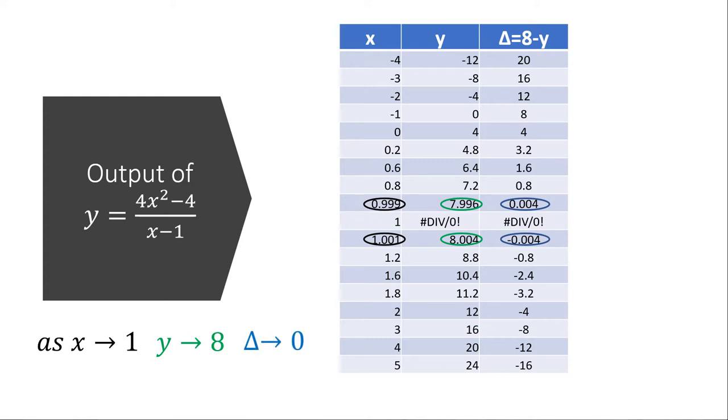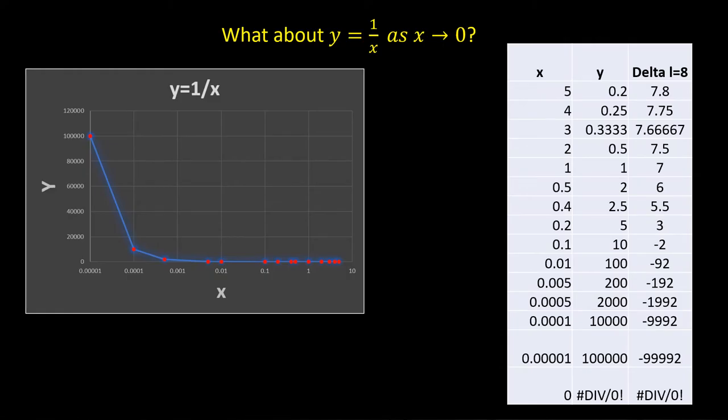In passing, it is important to realize that not all functions that are undefined at a certain value in their domain have a limit at that point. For example, the function y equals 1 over x has no limit as x approaches 0, because y gets larger and larger without converging on a certain value, so it is undefined and has no limit when x equals 0.